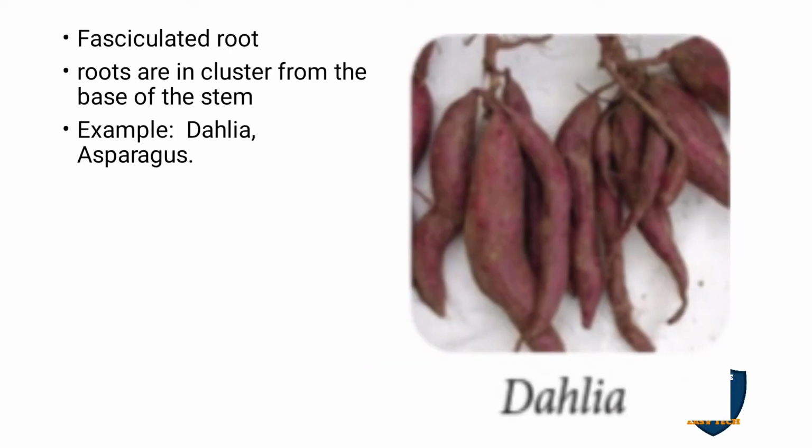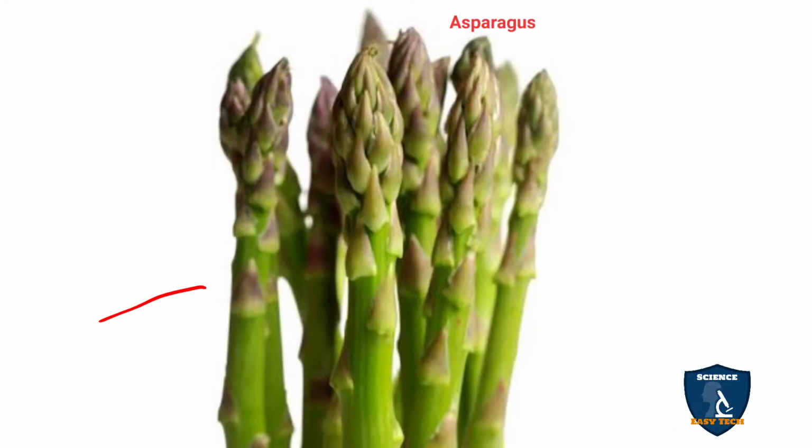Fasciculated groups. They look like the tuberous roots, but they are in clusters. So fasciculated roots are roots in clusters. They look like tuberous roots, but they are in groups. Example, Dahlia and Asparagus. And this is the asparagus root, and they are in clusters, no?